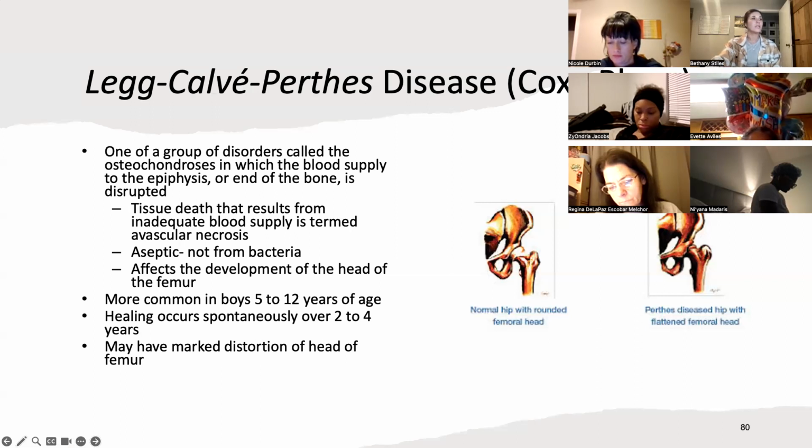So you're going to see this in boys 5 to 12. And it will heal spontaneously over 2 to 4 years. So it's going to take a long time to recover. And you might have that long-term distortion of the head of the femur. So you can see the difference between having that nice rounded femur head into the socket versus this real flat one.